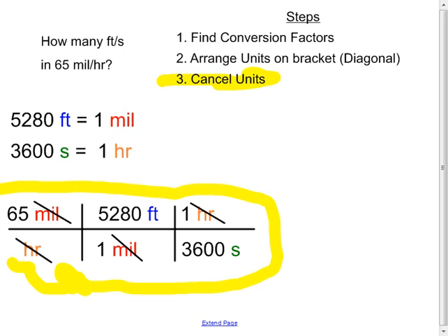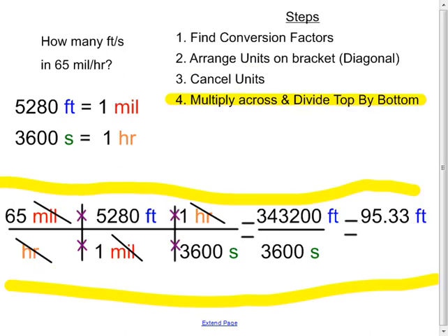Now, once I've arranged my factors, then I can do the math. Or, excuse me, prior to doing that, I would always cancel out my units. I got ahead of myself. Then I can do the math. It's the same math as before. I multiply the three numbers up top by each other. The 65 times the 5208 times the 1. All right? Then that gives me this.